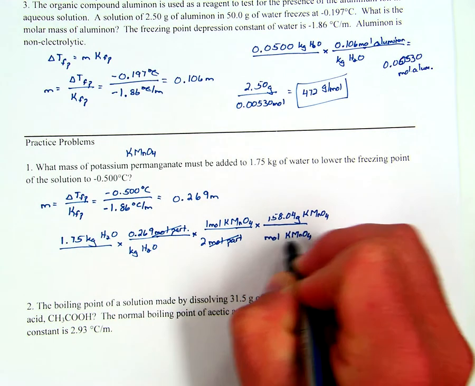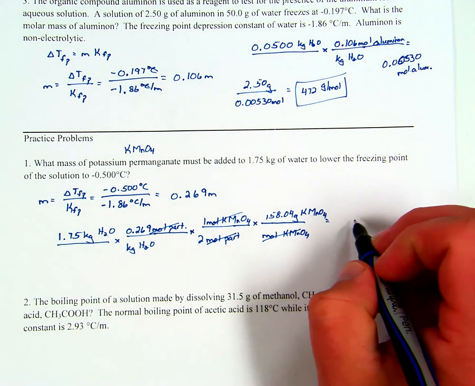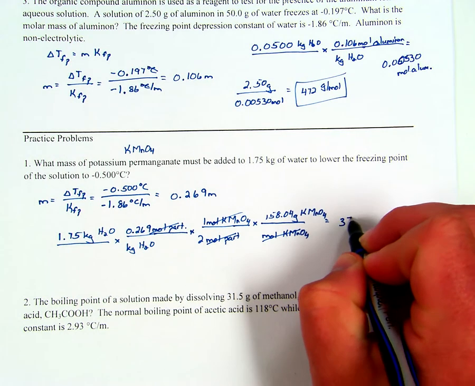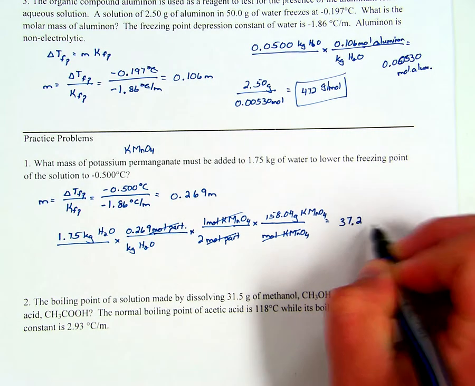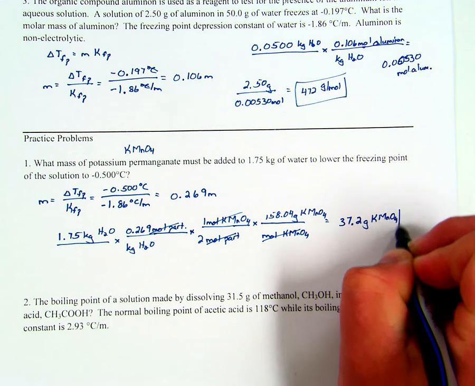Let's go ahead and plug it in here. So 1.75 times 0.269 divided by 2 times 158.04. Let's see, looks like 3 sig figs. I get 37.2 grams KMnO4. And we're done. Oh, yeah, that's right, 37.2.